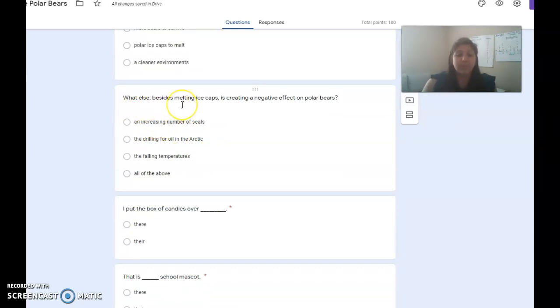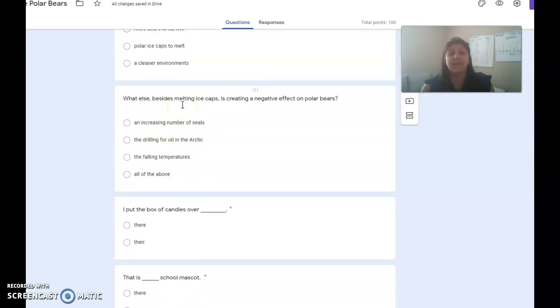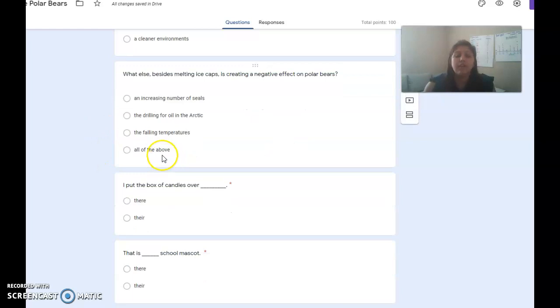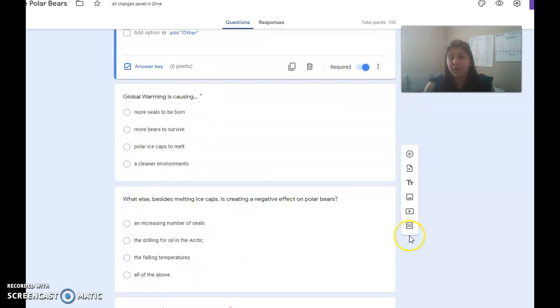What else besides melting ice caps is creating a negative effect on polar bears? So again, you're going to find out what's causing that effect on those polar bears, and you're going to answer that question. Then you're going to answer these two that go over homophones. So in total, you have 4 questions.